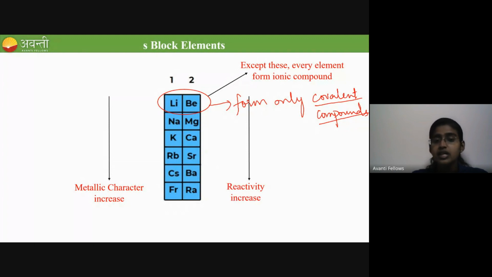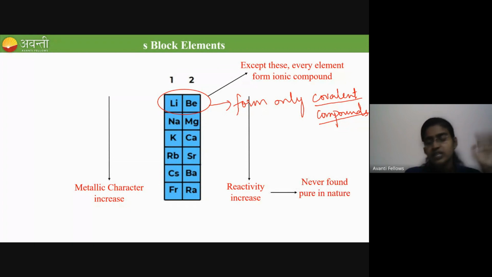Now, francium and radium are highly reactive in nature. And that's why they are never found pure in nature. They always try to form compounds with other elements. If they find any element in the atmosphere, they will interact with it and try to form a compound. That's why we cannot separate francium and radium. They never exist in pure form. Got it? So when metallic nature increases, reactivity also increases for those elements. And that's why the highly reactive elements are not found pure in nature. Got it? So this is about the S block.